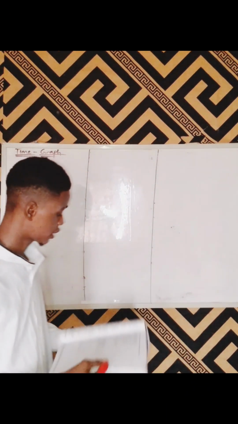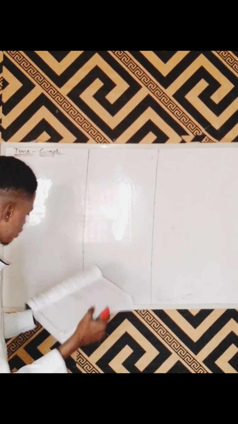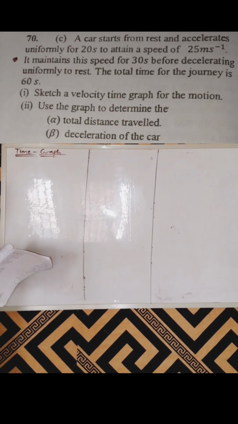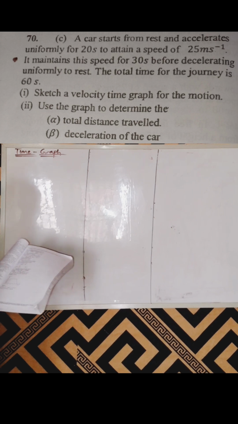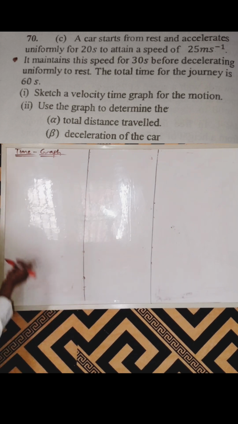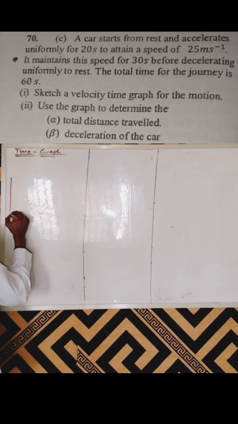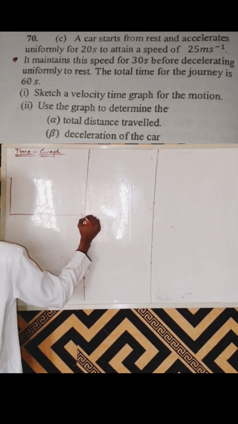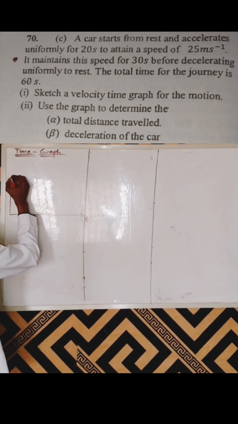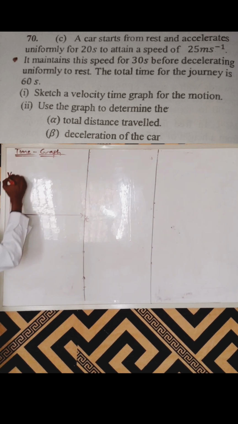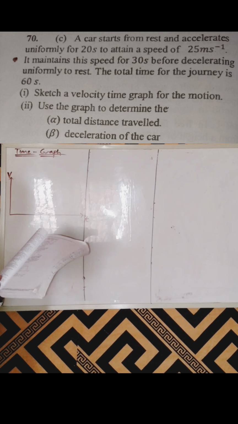So now let's move to the second question. I'm going to show it on the screen. In this question, it says that a car starts from rest and accelerates uniformly for 20 seconds. The first thing I'm going to do in this case is to draw my graph. As usual, let me do my graph first. This is T, the time, and this is velocity V in meters per second.